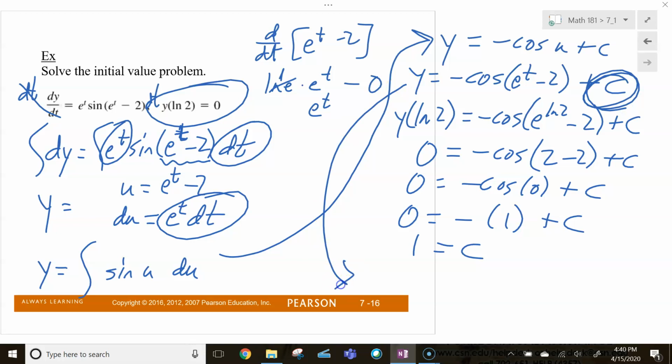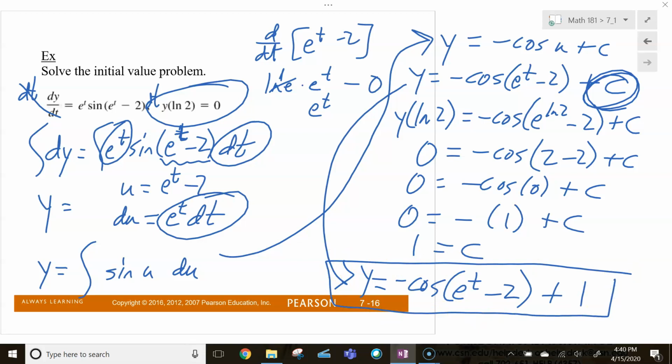So I can take this and say that y is negative cosine of e to the t minus 2, plus the constant, so plus 1. And then we can solve that initial value problem.